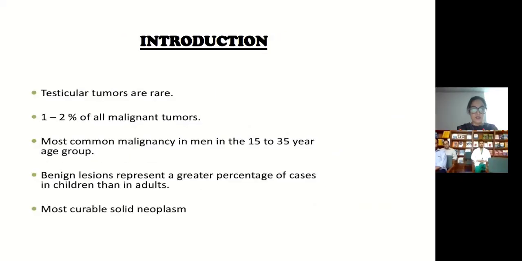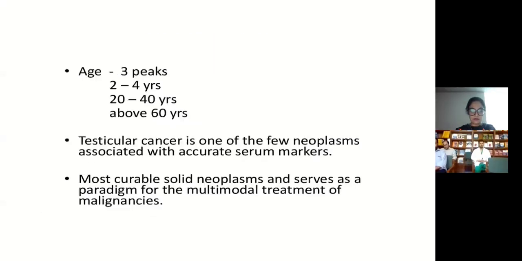Introduction to testicular tumor. These testicular tumors are rare. 1 to 2% are malignant tumors. The most common malignancy in men is in the age group of 15 to 35 years. Benign lesions represent a greater percentage of cases in children than in adults. It's one of the most curable solid neoplasms.